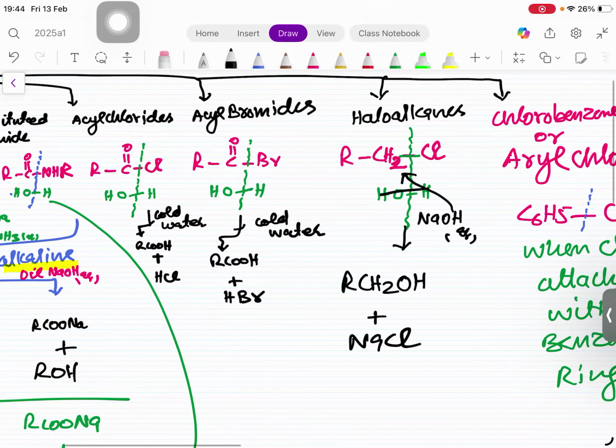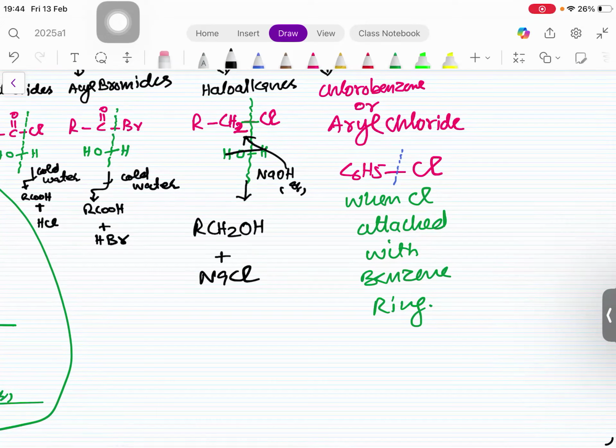Okay? And now the last but not the least, benzene with chlorine attached. This one. And as we said before, the Cl attached to benzene, so aryl chloride, the bond is so strong now that even with cold water, with acid, with alkali, they do not undergo hydrolysis, right? So it is kind of no hydrolysis or lack of hydrolysis, right?